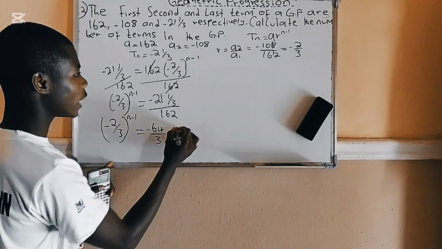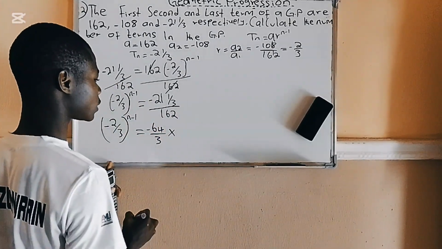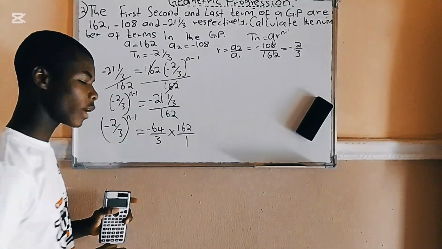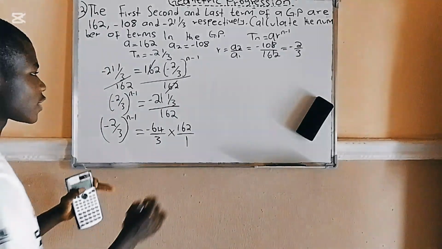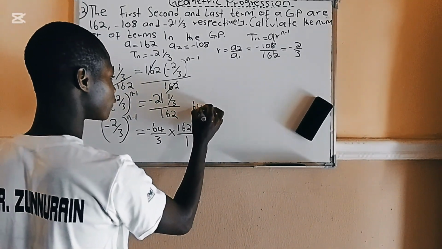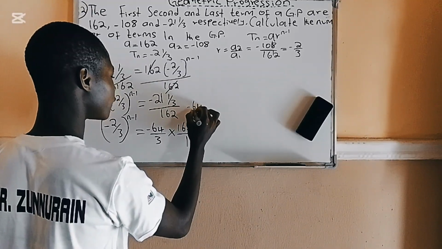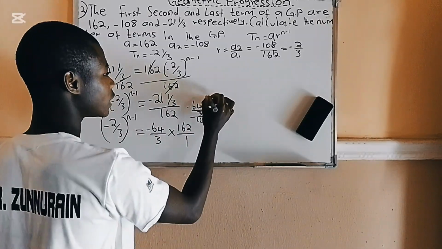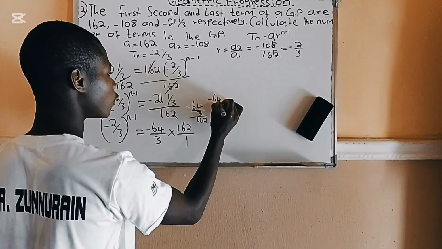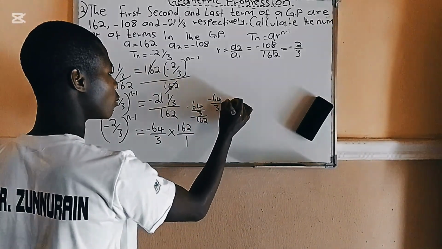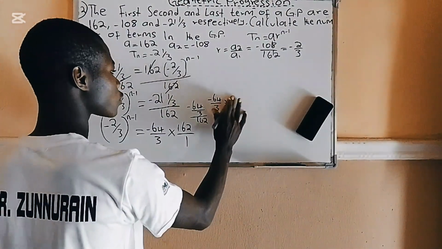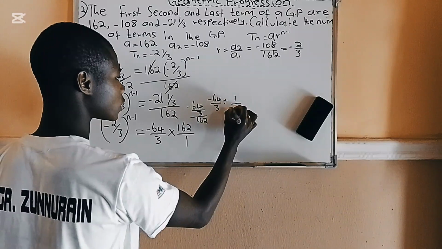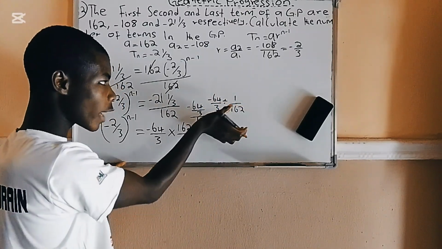So the next thing I'm going to do, if I take the reciprocal of this, I will end up multiplying by 162 over 1. I just do the reciprocal. 64 divided by 3 divided by 162 is the same thing as 64 divided by 3 divided by 1 over 162. So I just take the reciprocal.